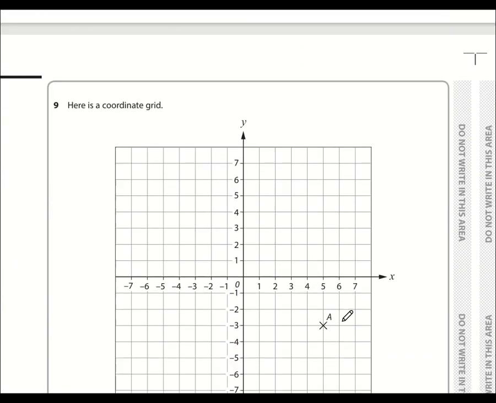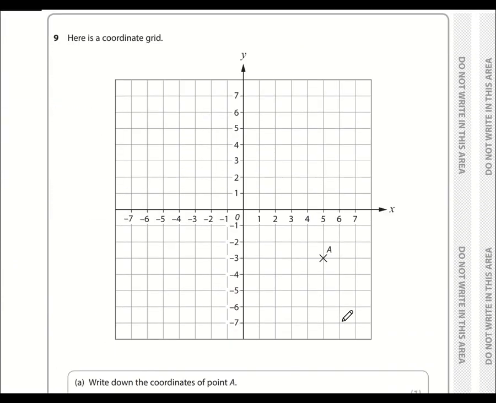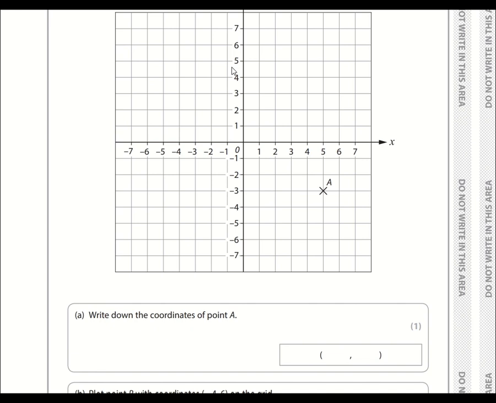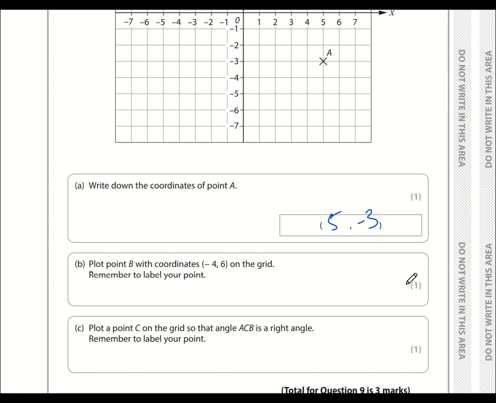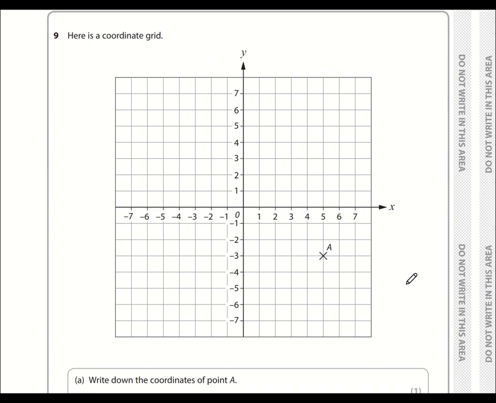Okay, let's now take a look at question number 9. So the first thing we need to do is write down the coordinates of point A. So all we need to do is remember to go across before we go up or down. So do horizontal then vertical. So we're going across to 5 and down to -3. So it's 5, -3. For part B, we need to plot B, which is -4, 6. So we're going horizontally to -4 and then vertically to 6. So this is point B.